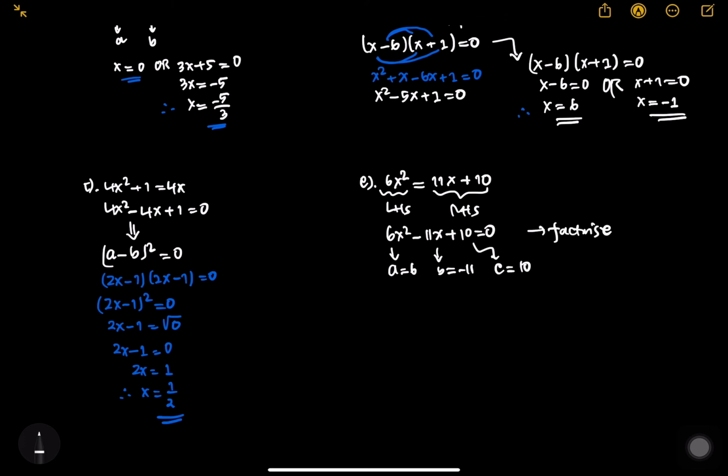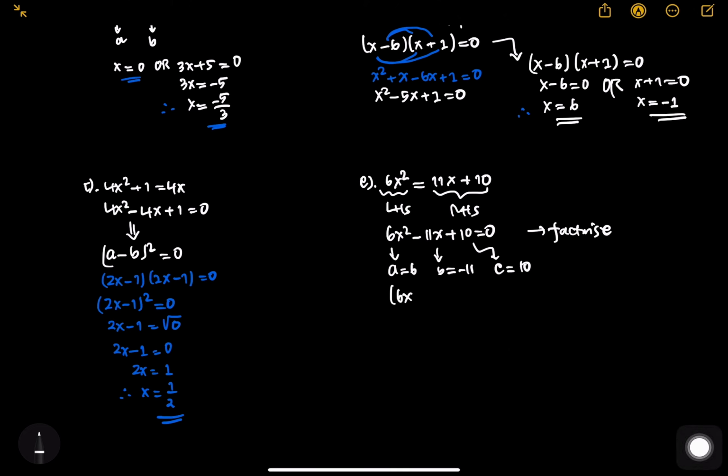When you factorize it, think of a number. When you multiply them together, it has to be 10, but when you add it together, it has to be 11. As the value of a is bigger than 1, it is also possible to have 6 times 1, or 2 times 3. So you can do trial and error in order to find out the right factorization of this equation.